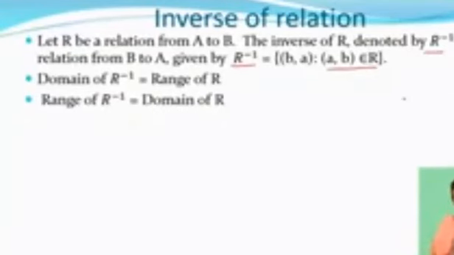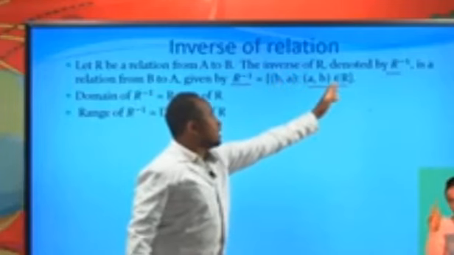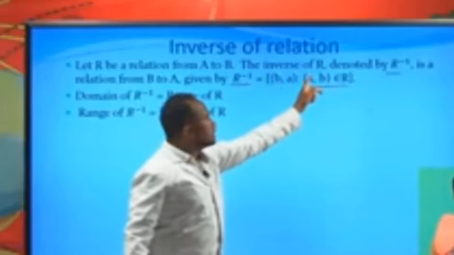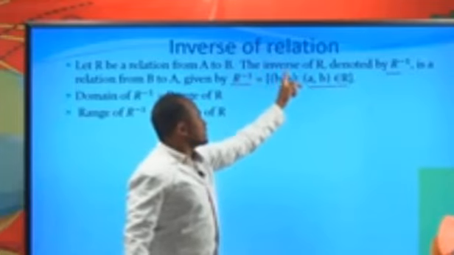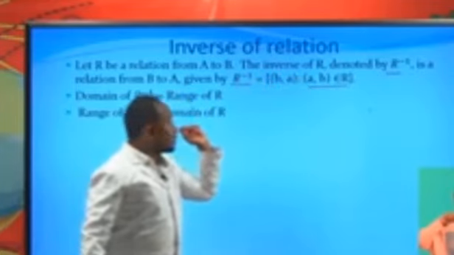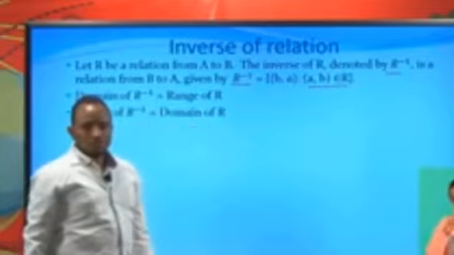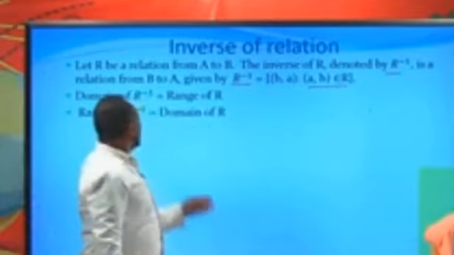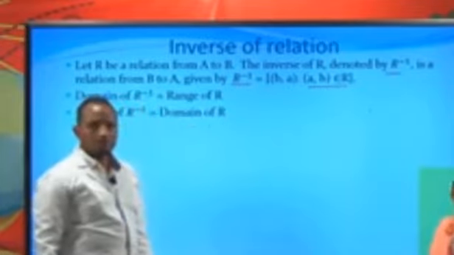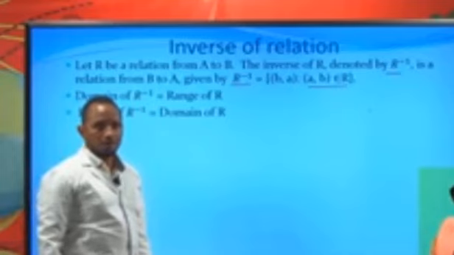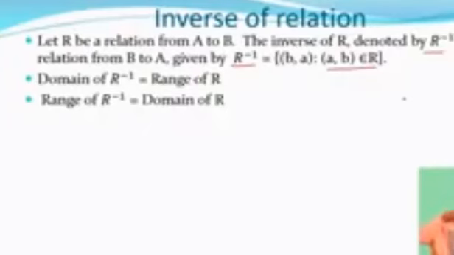And from this you can see that the domain of R inverse is the same as the range of R. The domain of R is the first components, and the range of R inverse is the second components. That's the same. So the domain of R inverse equals the range of R, and similarly the range of R inverse gives you the domain of R. Now let's see an example for this.